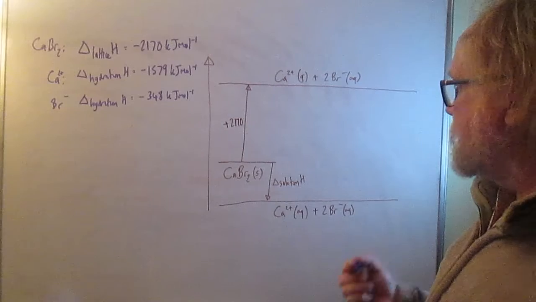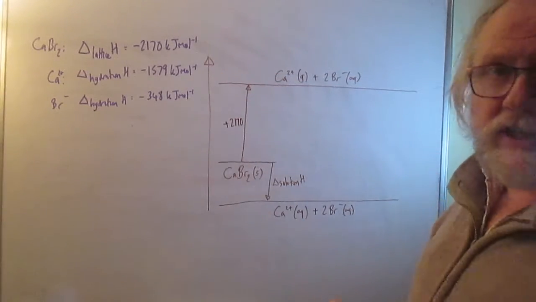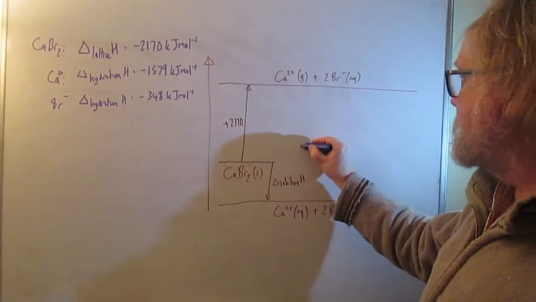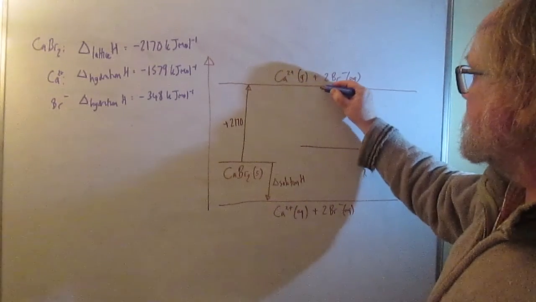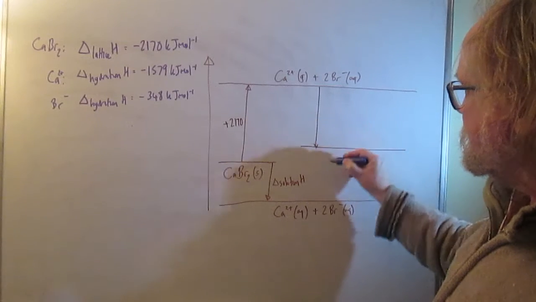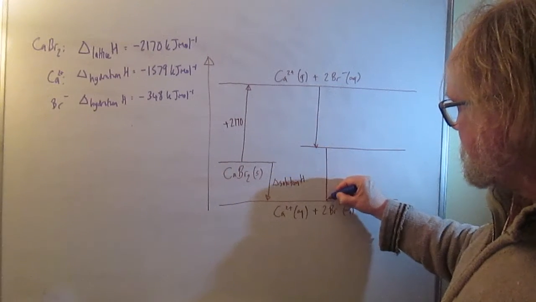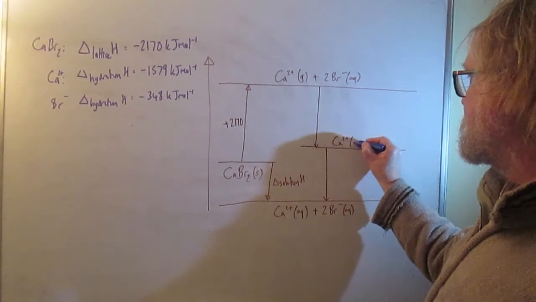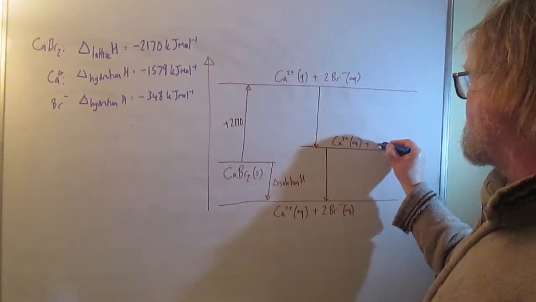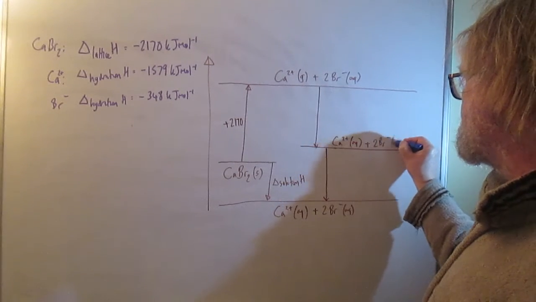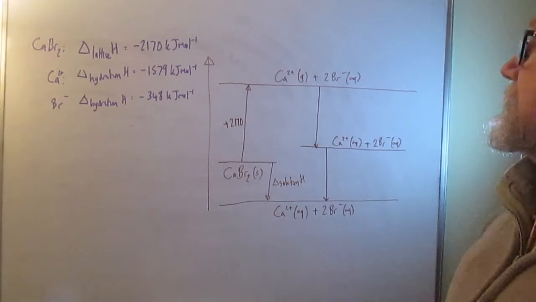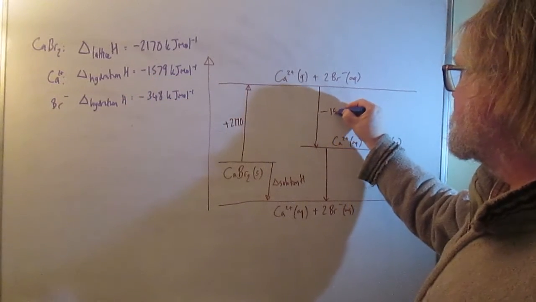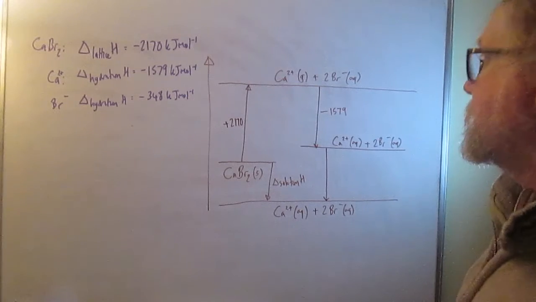And then we simply hydrate the ions. Remember, that's what these enthalpy changes of hydration are, is taking a mole of gaseous ions and transferring them into aqueous solution. So we're going to do that in 2 stages, doing first the calcium ions and then the bromide ions. So this intermediate level will have aqueous calcium 2 plus, but still gaseous bromide ions. And you can see that hydration of a mole of calcium ions is minus 1579. So we get that there.